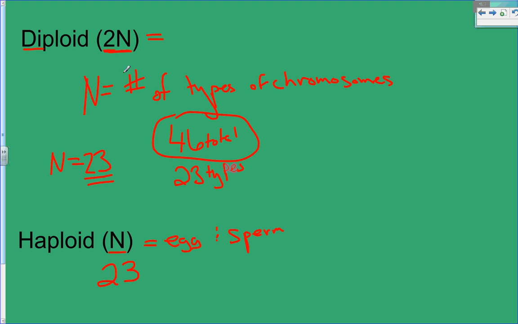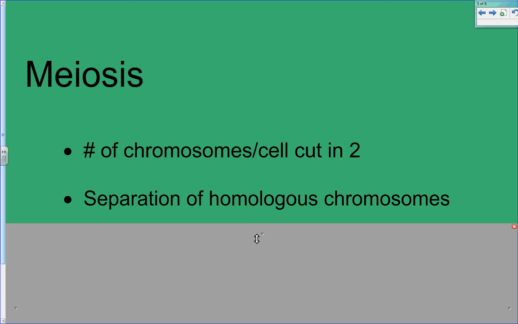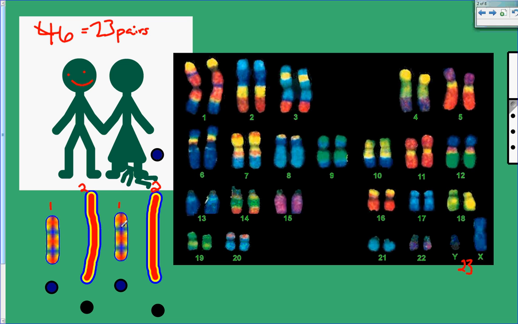So in overall meiosis, the goal is to cut the number of chromosomes per cell in half. So instead of making daughter cells that have the same number of chromosomes as the parents, we make daughter cells that have half the number of chromosomes as the parents. They still have one of each type of chromosome, but only one. So what we end up doing then is separating those homologous chromosomes. So if we back up real quick, remember these are homologous chromosomes, like this one and this one are here. Maybe this is easier. Those are homologous chromosomes. They're the same kind. They're the first chromosome. One of these came from mom, one came from dad.